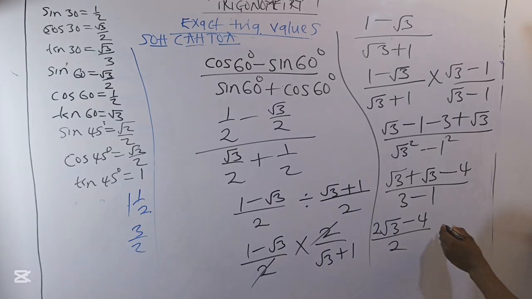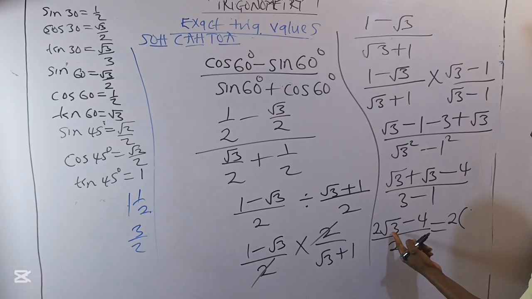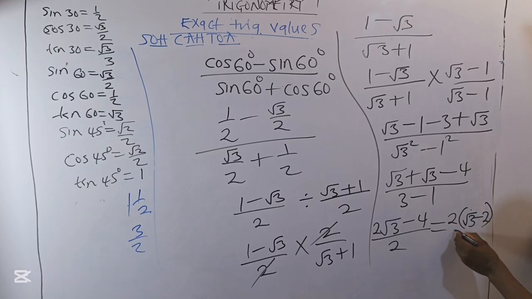Now, if you check, 2 is common. I'll simply have 2 in brackets. 2 root 3 divided by 2 will give me root 3. Minus 4 divided by 2 will give me 2. All over 2. And 2 can cancel 2. And my final answer becomes root 3 minus 2. Thank you.